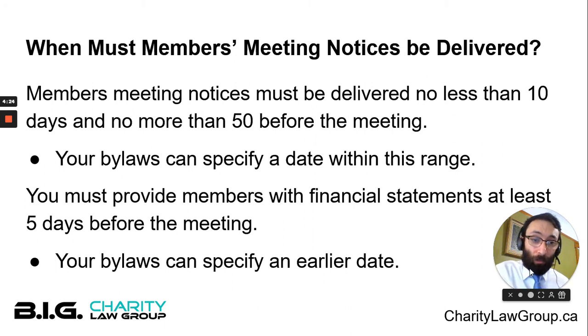So your bylaws can say something like the meeting notice has to be sent by 21 days before the meeting, or at least 21 days before the meeting, which is a stricter standard than what the Act requires from you.